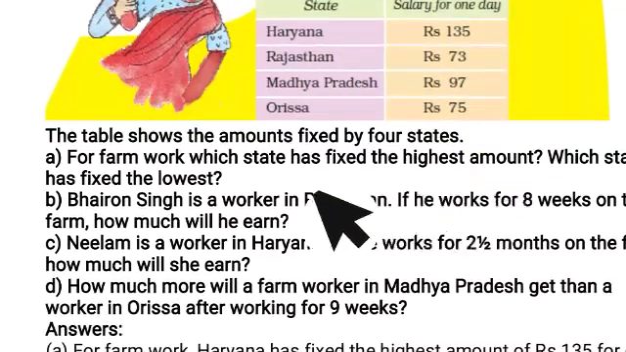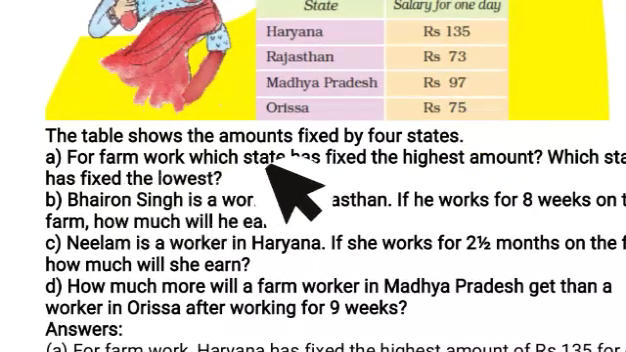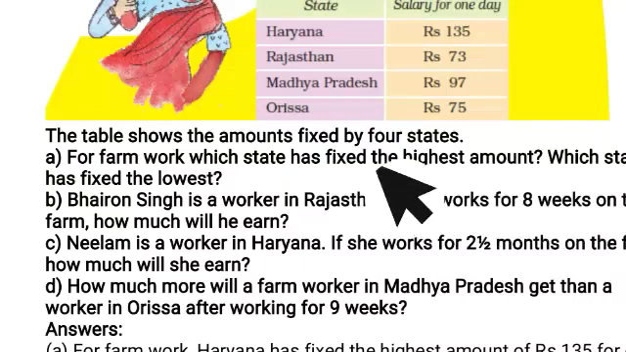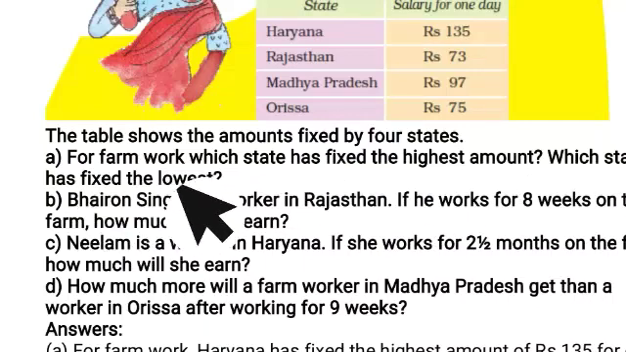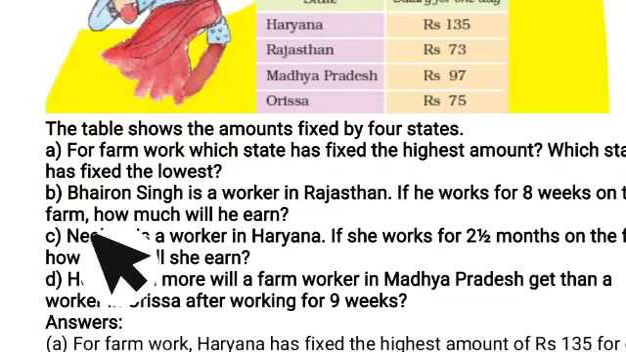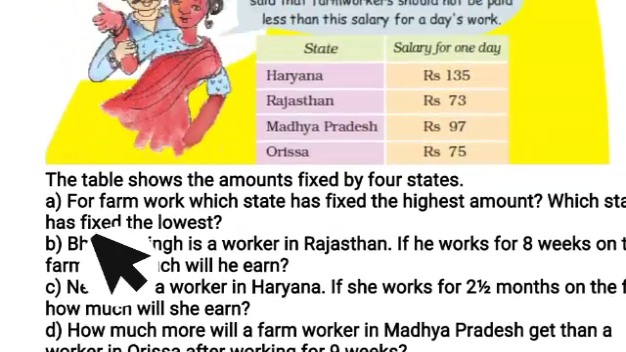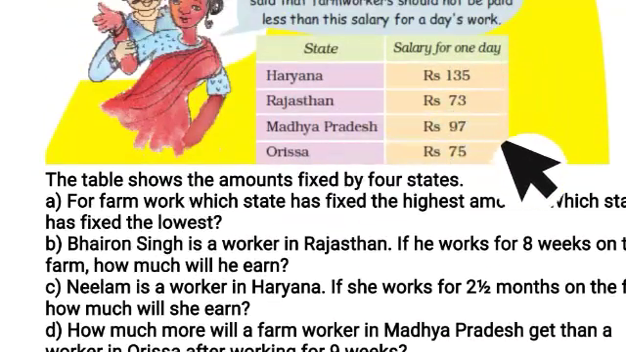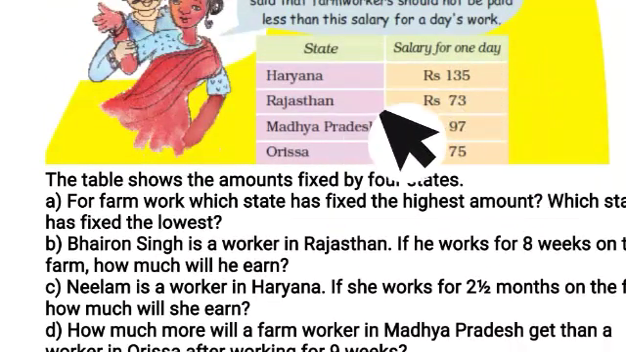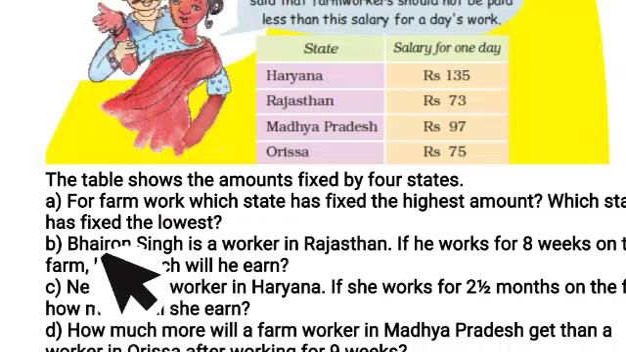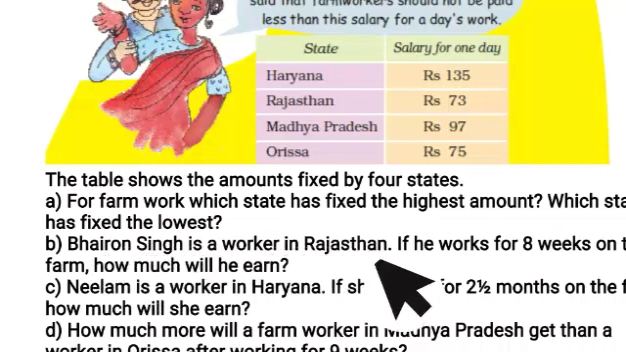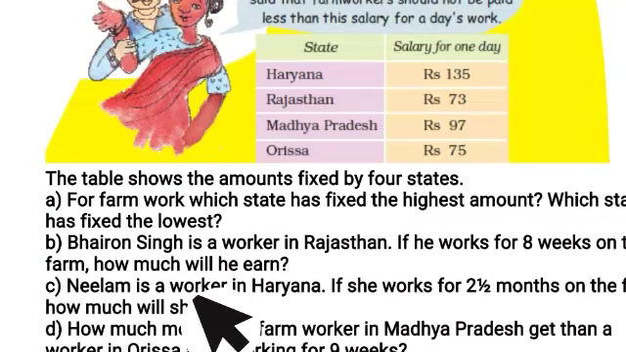So now what we have to find, for farm work, is which state has fixed the highest amount and which state has the lowest. So we have to see which state is giving the highest and which state is giving the lowest. For farm work, Haryana has the highest, and the lowest is Rajasthan. Bhairon Singh is a worker in Rajasthan. If he works for 8 weeks on the farm, how much money will he earn?